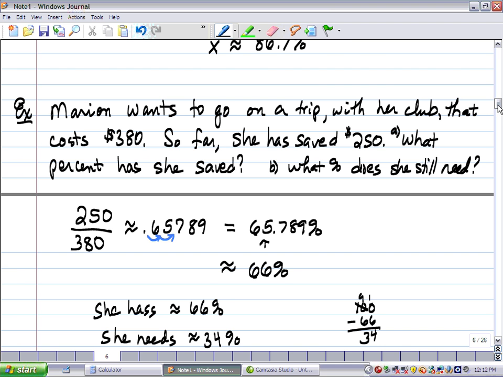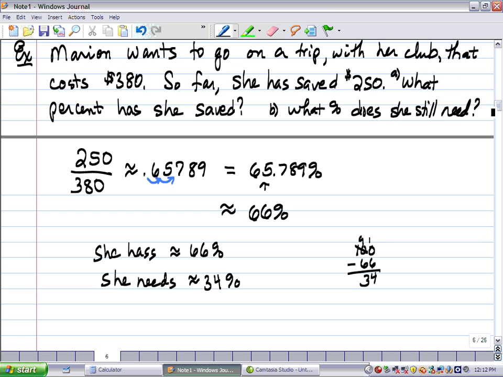Okay, so be careful when you read a question like that, or when you're thinking about a question like that, that you're asking what you think you are, and that you're answering what you really asked. So what she has is 250 over 380, and convert that to a percent. If it had just asked part B, I could have subtracted first and then found out what she still needs. But this way works. The next section, you will solve percent problems in general, and you will look at percent markup, markdown, changes in percent.